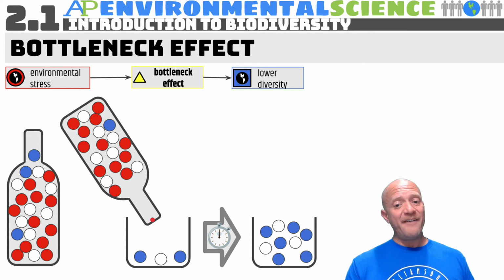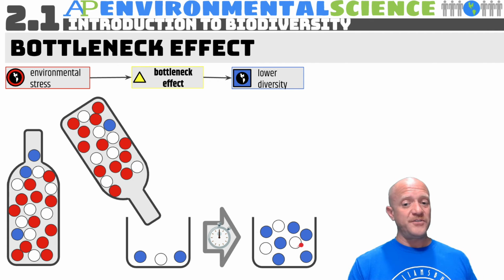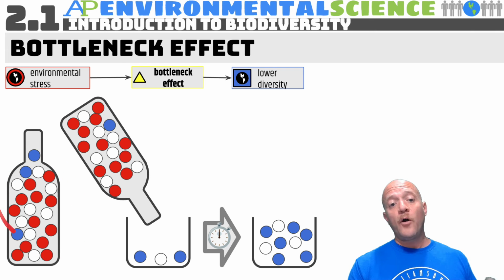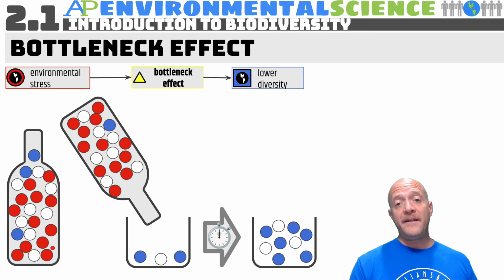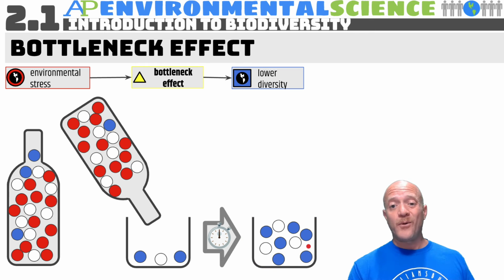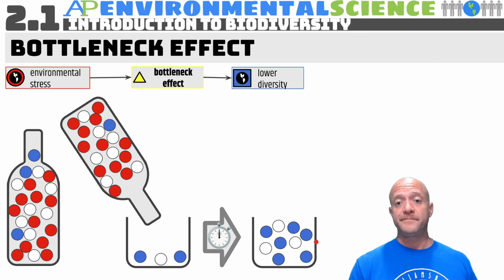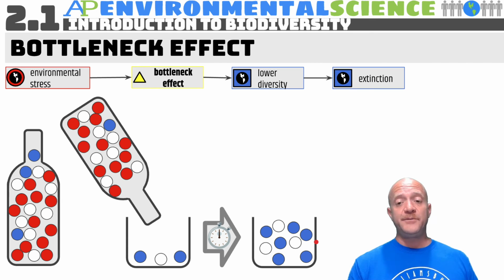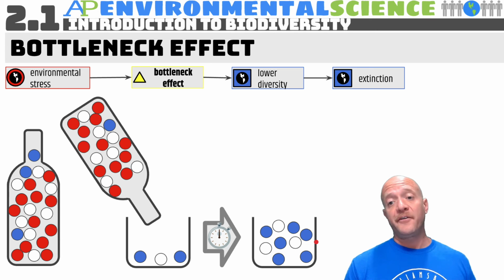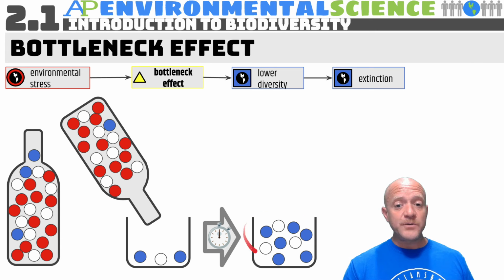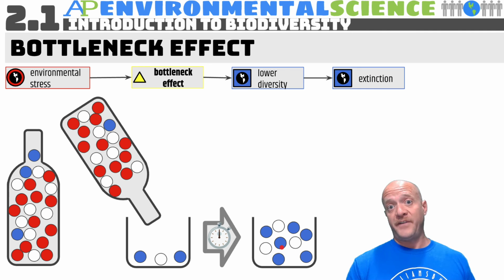You're actually going to have only the blue and the white ones reproduce. So even though in the original population you had an overwhelmingly large number of red organisms, in the new population you have mostly blue organisms. So the diversity of this ecosystem, the genetic diversity, is going to be lower. And that could lead to extinction, especially if there's another environmental stressor that these organisms are not equipped to survive.